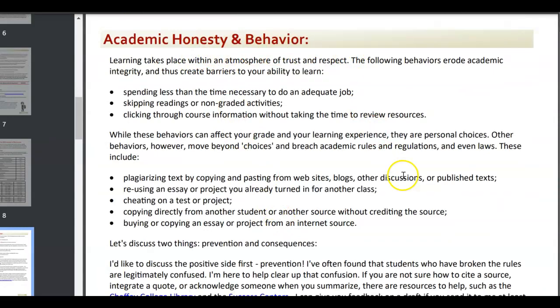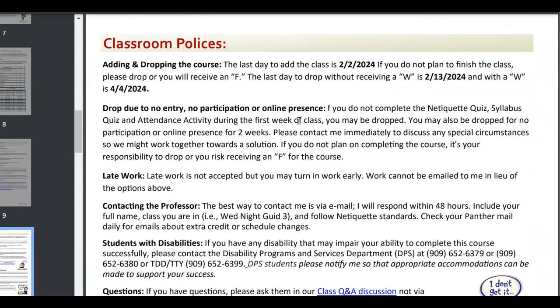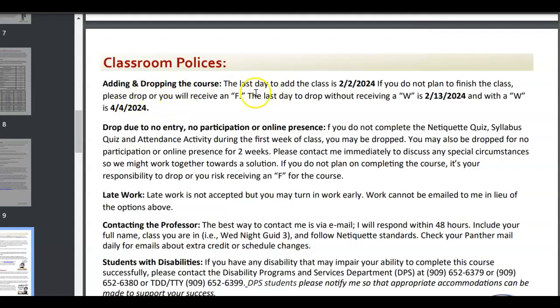Okay, academic honesty and behavior. Here's all the information that kind of applies to us. There's a lot more. I included links to the behavioral code if you would like to look at that. Our classroom policies, this is pretty important. So the last day to add this class, if you want to add, is February 2nd. And the last day to drop the class without getting a W, which stands for withdrawal, is February 13th. You can drop the class after this date until April 4th, but you will get a W, a withdrawal on your record. And for more information, if you want to know how that would affect you, I encourage you to talk to your academic counselor about that.